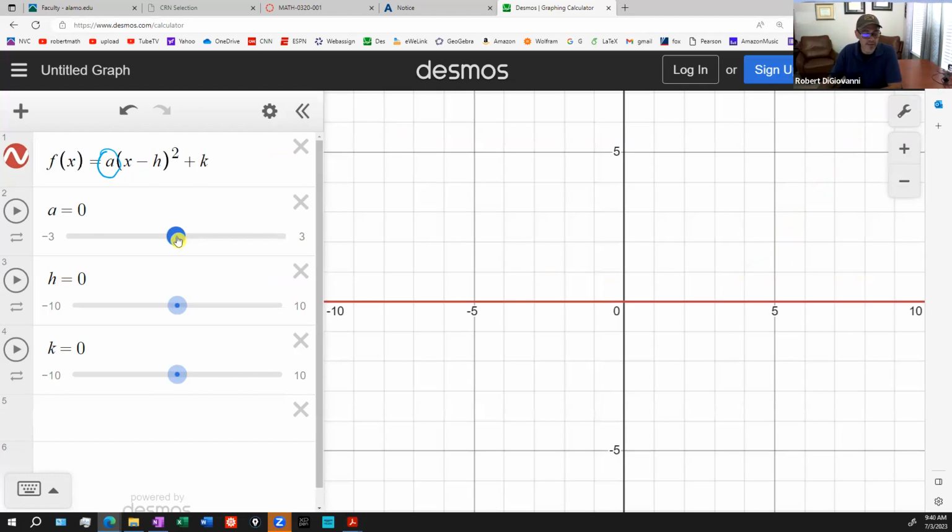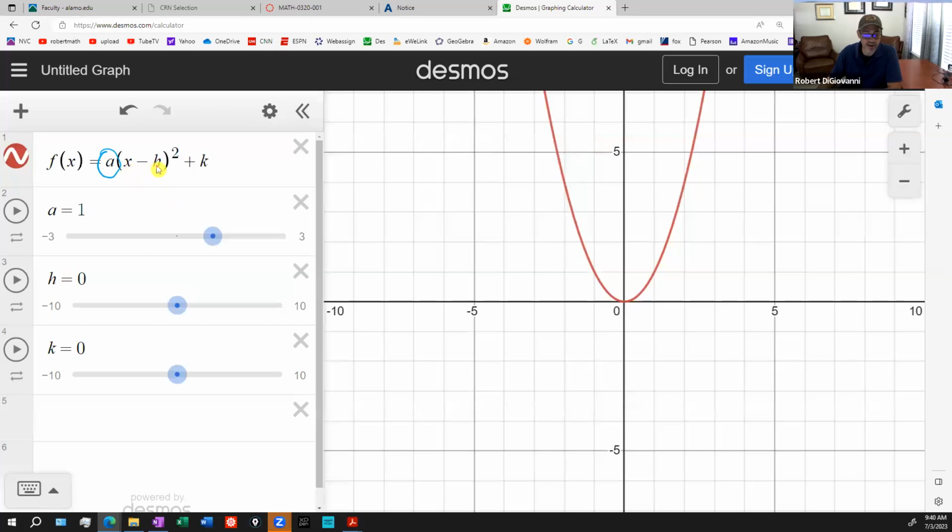Let me look at some negative values. If I make them negative, look what happens. The parabola now goes down instead of up. And the bigger negative it becomes, the more narrow it becomes, going down. So if we have a positive a, the parabola goes like that. If we have a negative a, the parabola goes like that. So a controls whether your parabola goes up or down, and it also controls the width. That's what a does.